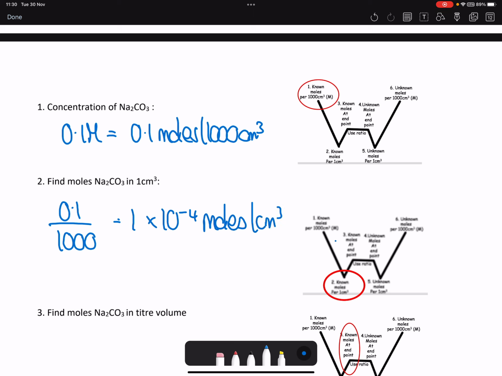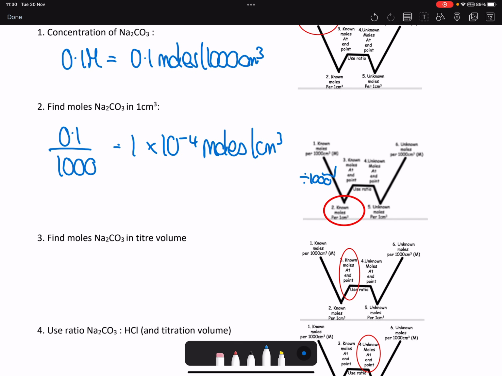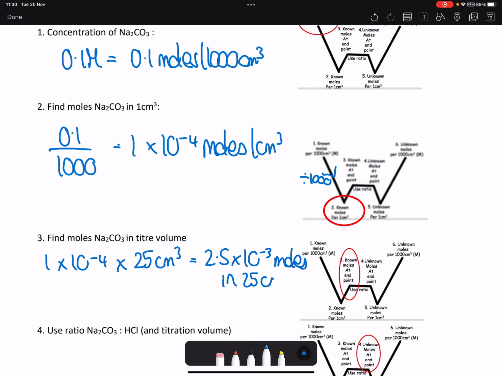Okay, so we've just done this step. We've gone down, we've divided by 1,000. The next thing we're going to do is figure out what is the moles of Na2CO3 that's in our titer volume. So that is going to be multiplying the 1 by 10 to the minus 4 multiplied by our titer volume, which in this case was 25 centimetres cubed. And when we do that, we're going to get 2.5 by 10 to the minus 3 moles. And that is in 25 centimetres cubed.